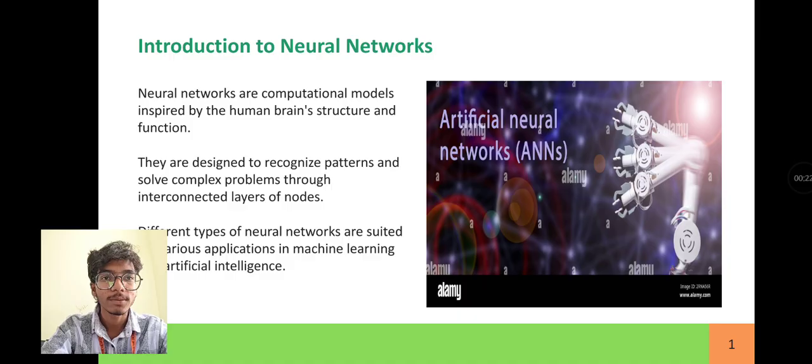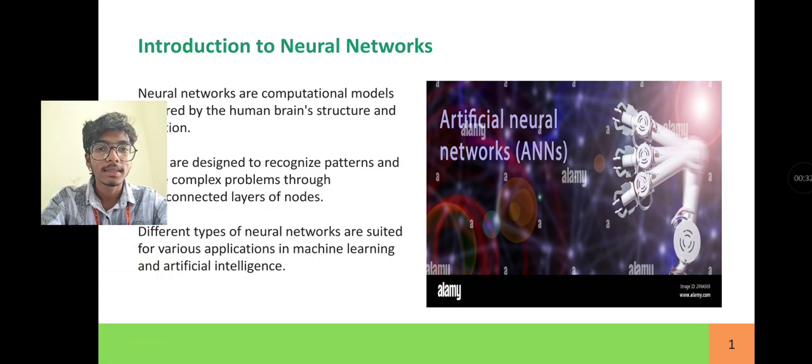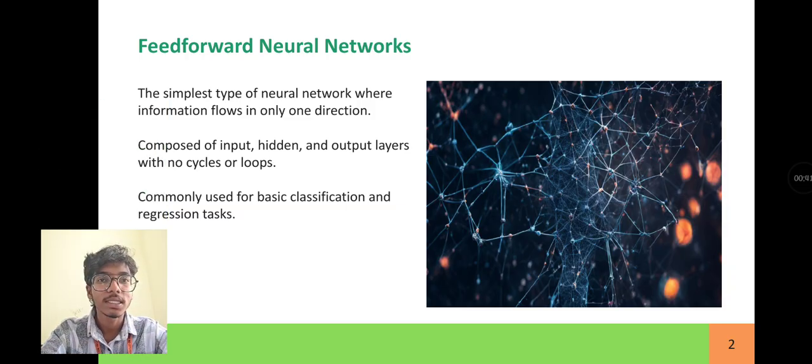Neural networks are computational models inspired by the human brain structure and function. They are designed to recognize patterns and solve complex problems through interconnected layers of nodes. Different types of neural networks are suited for various applications in machine learning and artificial intelligence. In the next slide, feed forward neural networks.